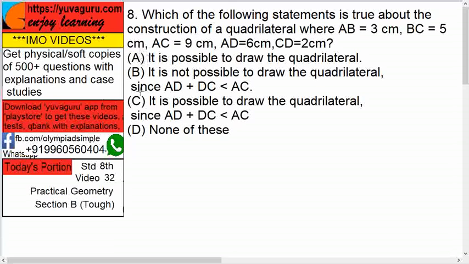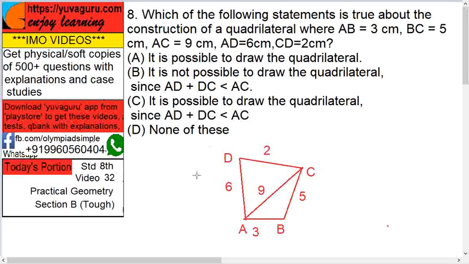Now let's check the remaining things. It is possible to draw a quadrilateral. You can't say that immediately. Because first try to draw this and then you will understand. See, this is a quadrilateral given with all the dimensions mentioned. Now in this quadrilateral, this is not up to the scale because 2 is shown as bigger, 6 is shown as smaller, but it's just shown what the dimensions are given.